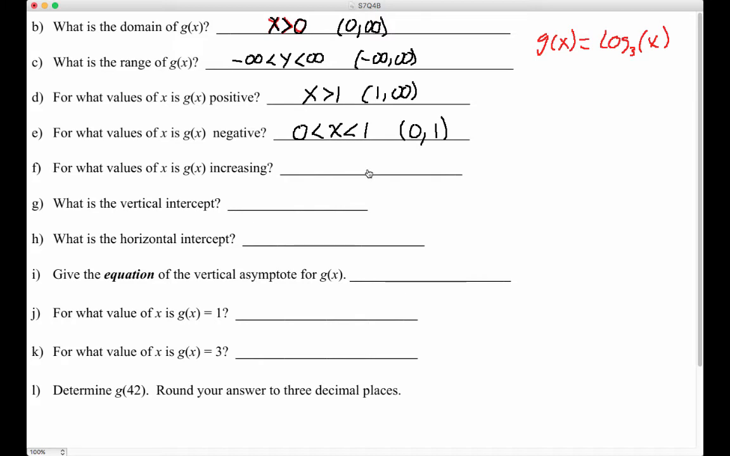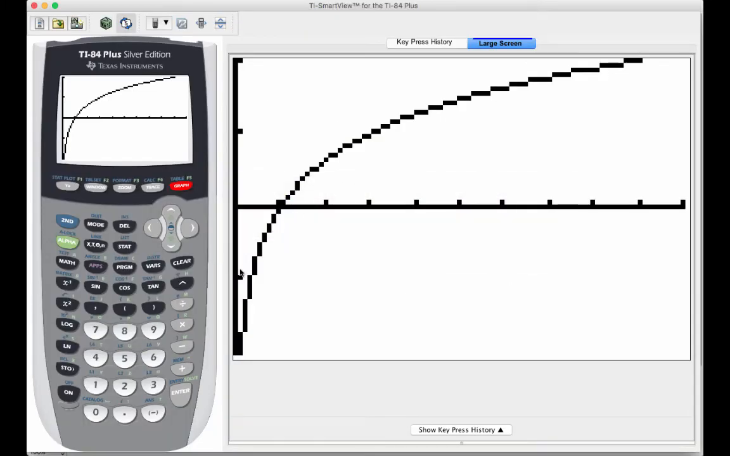So for what values of x is g of x increasing? Well, notice if you are walking along this line, you are always going uphill, aren't you, as you move from the left to the right.